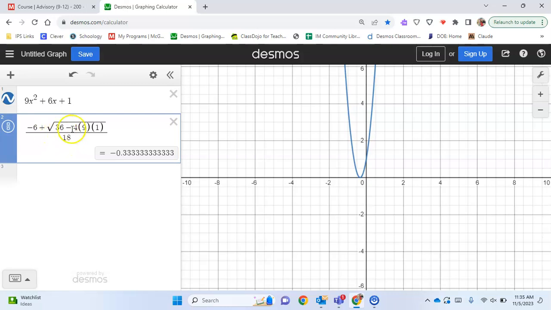And that's the answer because 36 minus 36 is 0. The square root of 0 is 0, so there's only one answer. It would be -1/3.